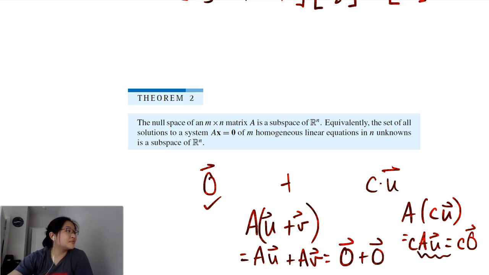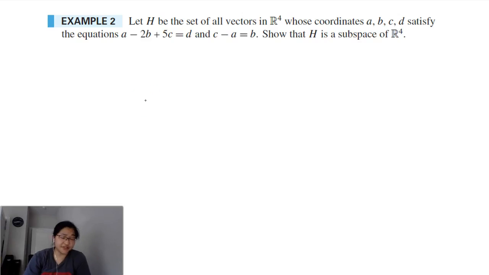A subspace is a set of all our vectors in R4, the 4 is important, whose coordinates a, b, c, and d satisfy the equation a minus 2b plus 5c equals d, and c minus a equals b. How can we show that H is a subspace of R4?